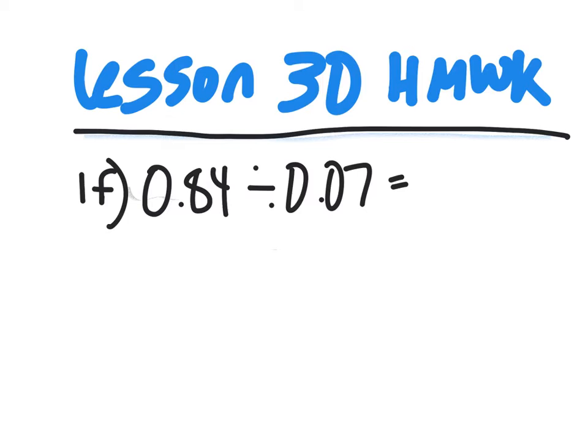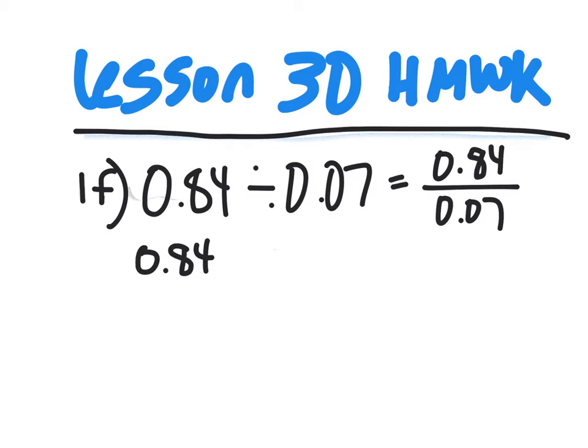So if the problem is 84 hundredths divided by 7 hundredths, the first thing that we should do is rewrite it as a fraction. The next step will be to use our place value. Hopefully the kids can see that 84 hundredths, two numbers after the decimal place, is hundredths. Therefore, we will multiply by 100.